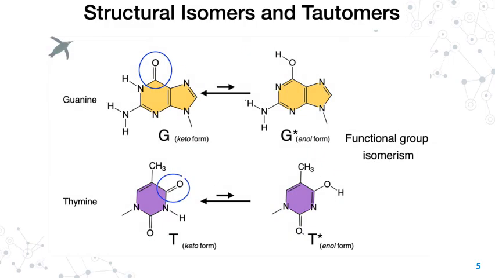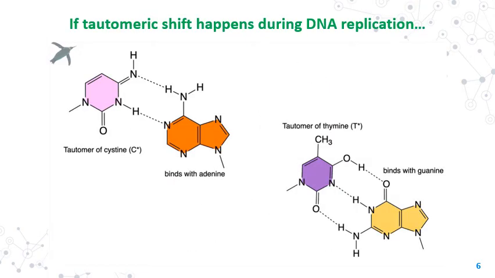So functional isomers, here showing some more. Here you have guanine in a keto form. And when it shifts to an enol form, you see those double bonds that are shifting places, right? From ketone to enol, and that could really cause problems with hydrogen bonding when you have base pairing during DNA replication. Okay.